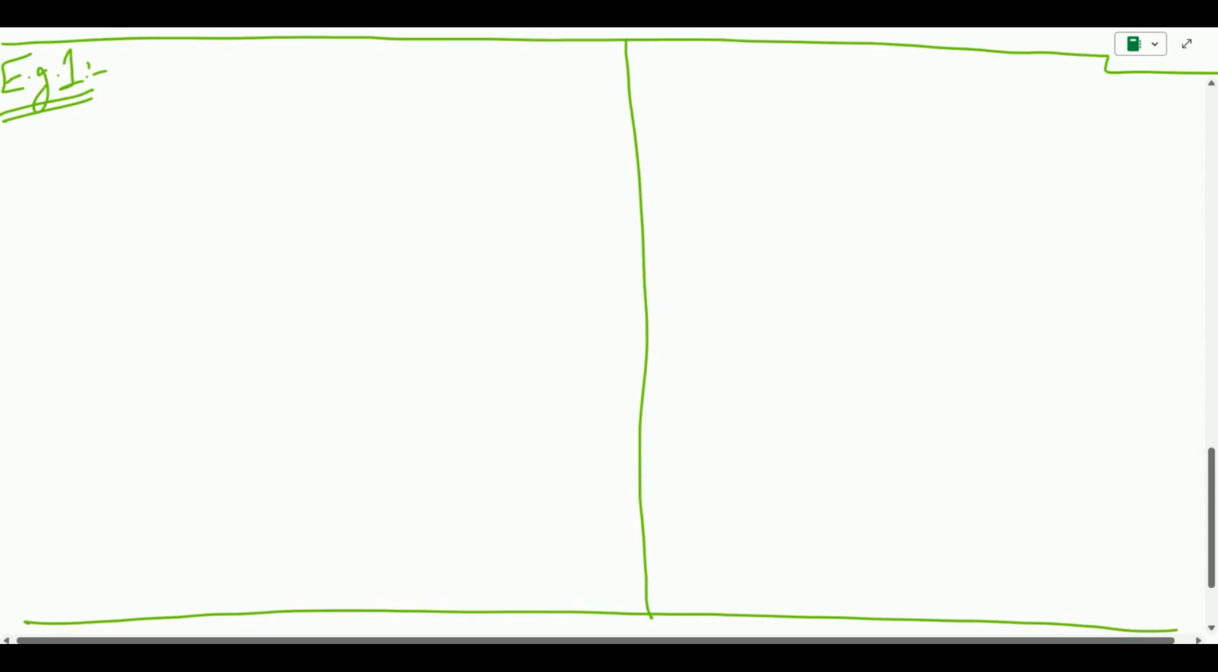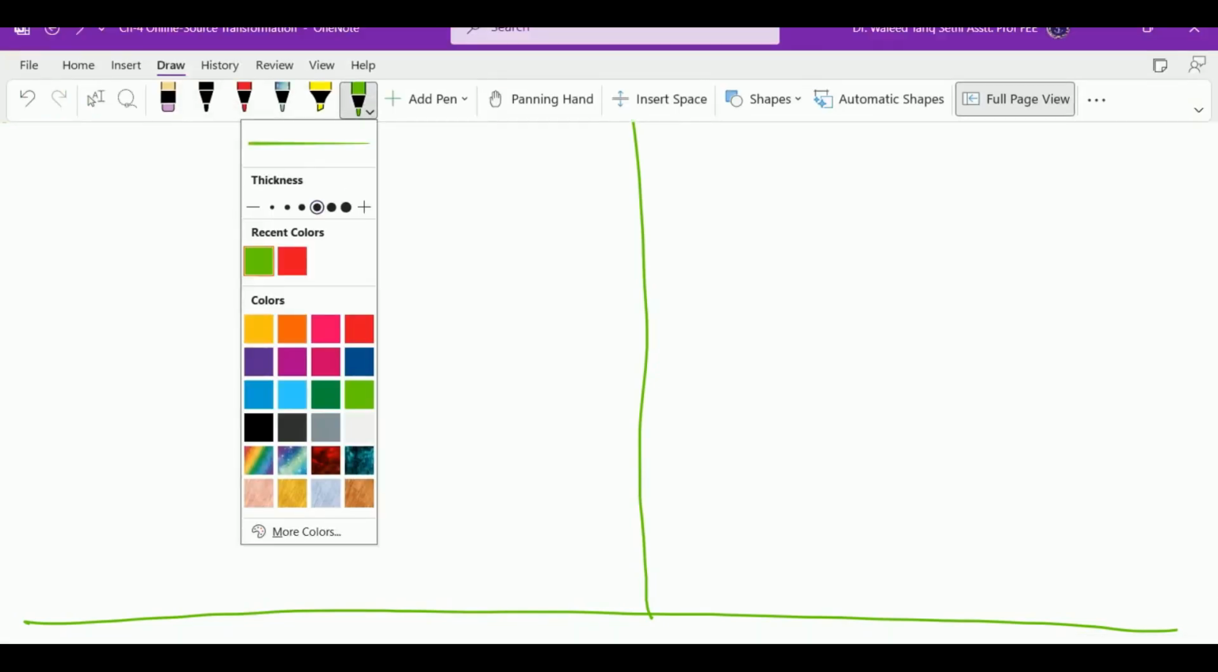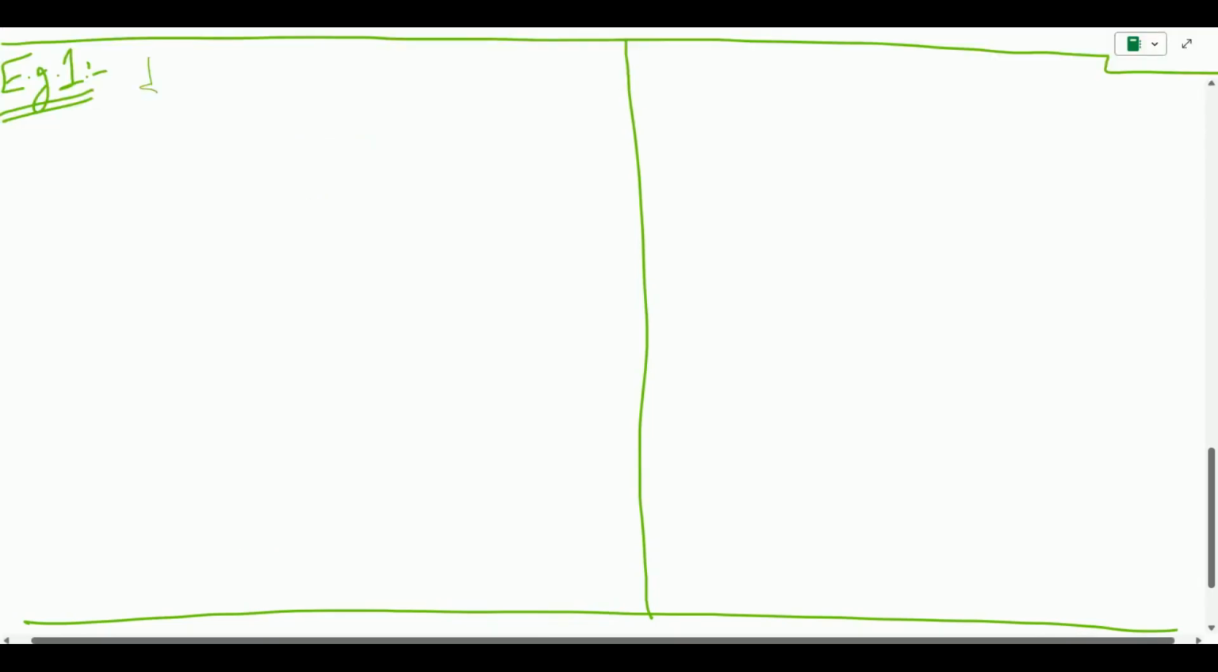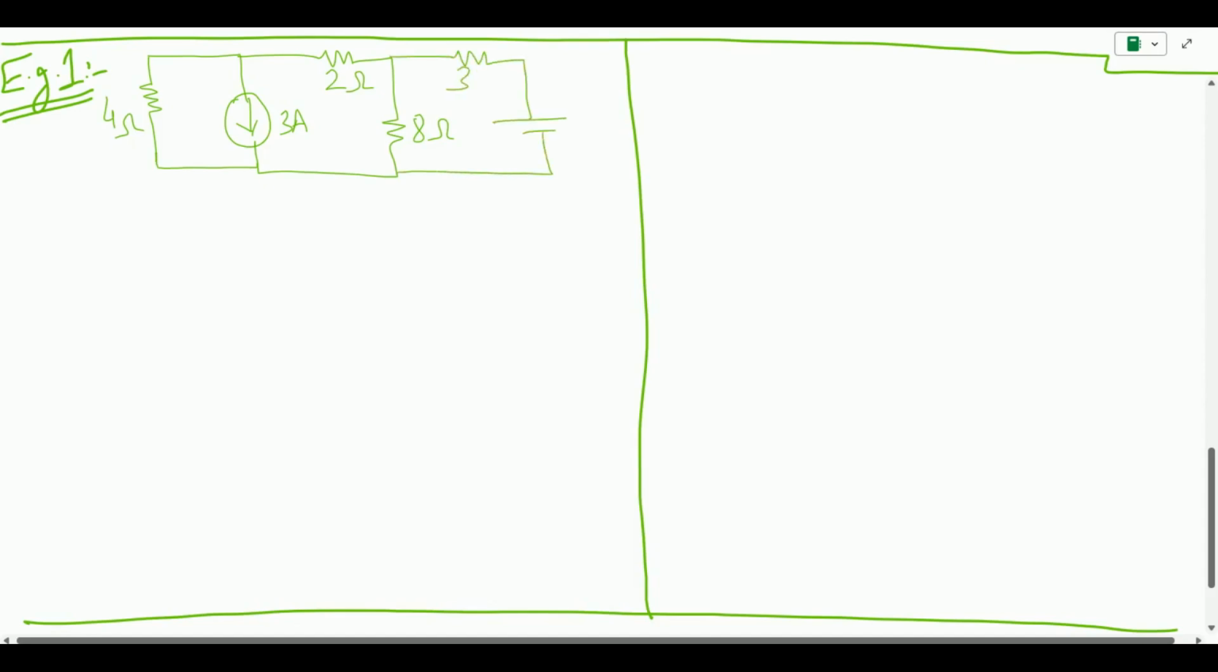Let us say we have this circuit. I have a 4 ohm resistor, then I have a current source of 3 amps. So this is a 4 ohm resistor, this is a 3 amp current, and then I have a 2 ohm resistor followed by an 8 ohm resistor. This is 2 ohm, this is 8 ohm. Then I have a 3 ohm resistor followed by a 12 volt voltage source. So 3 ohm and 12 volt voltage source.